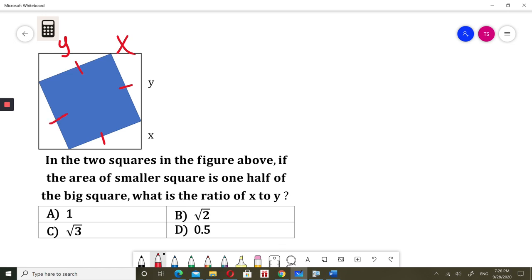If this is y, the last one has to be x because of symmetry again. If this is x, this has to be y, and if this is y, this has to be x, and if that is x, this has to be y here. What else is important? We have right angles everywhere, because those are two squares. I could put that in here as well.